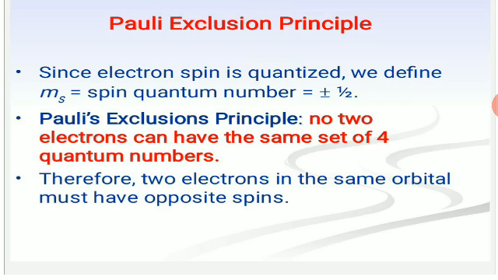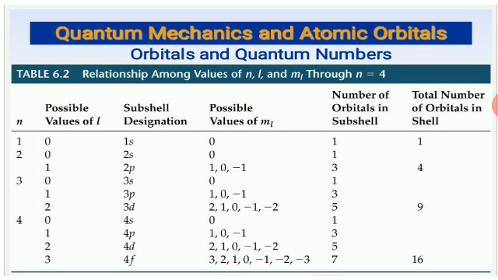There is Pauli's exclusion principle which states that no two electrons can have the same set of 4 quantum numbers. Two electrons in the same orbital must have opposite spin. Here are some examples given to you.